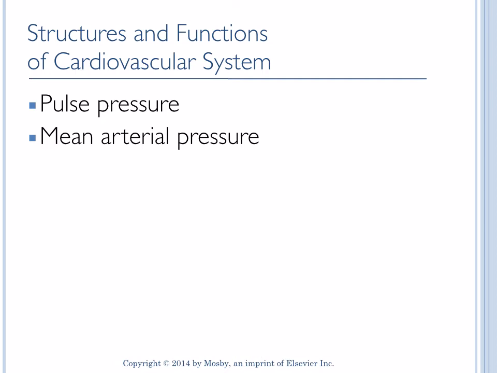There is something called pulse pressure and mean arterial pressure. Now, what is a pulse pressure? Pulse pressure is the difference between the systolic blood pressure and diastolic blood pressure. It is normally about 1/3 of the systolic blood pressure. So if the blood pressure is 120 over 80, then the pulse pressure is 40, because 120 minus 80 is 40.